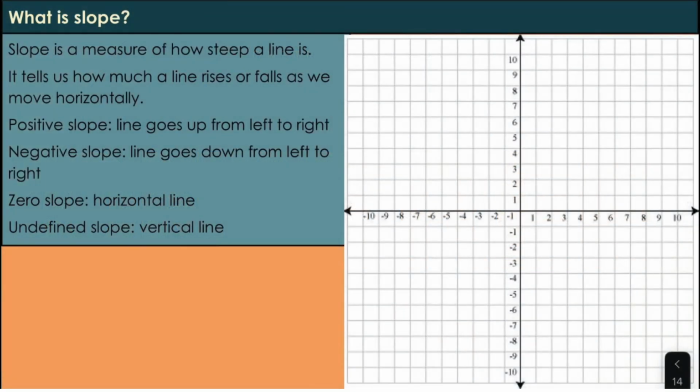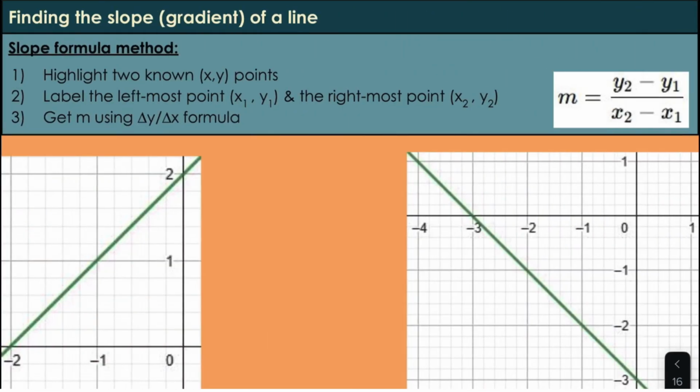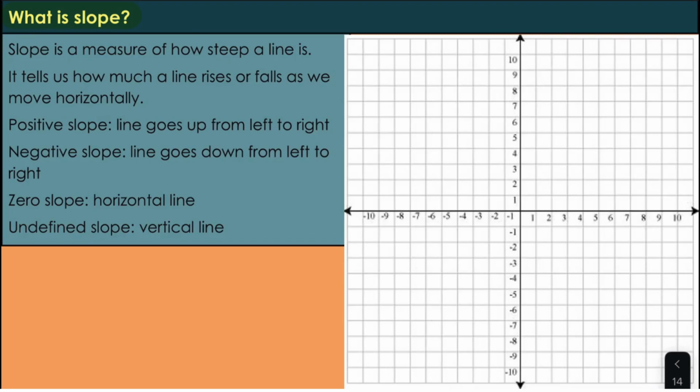Today we look at slope. We consider first what is slope, then we learn how to find the slope of a line. We use two methods, the rise over run method and the slope formula method. First up, what is slope?